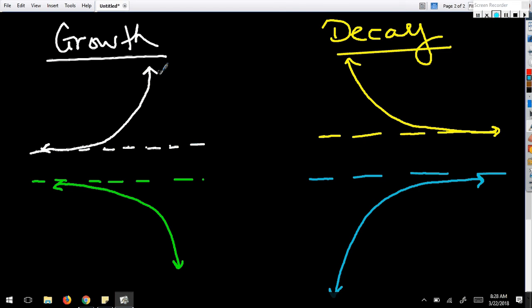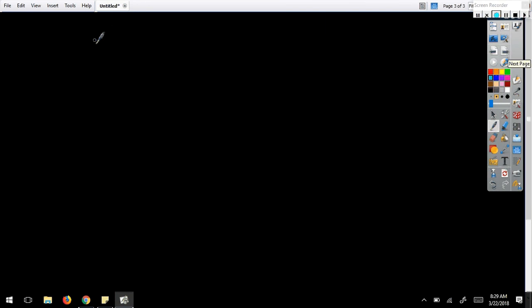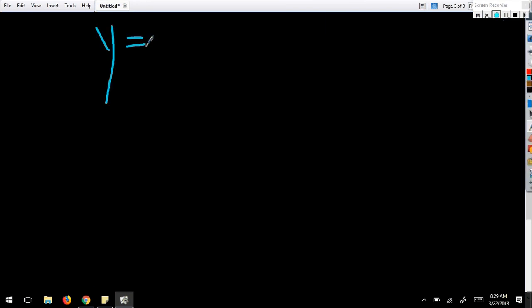All right, let me show you the equation, because the equation is what we're going to use to graph it, okay? Ready? The equation is the same for growth and decay, but I'm going to show you how to recognize whether it's growth or decay. I have that same A in front.